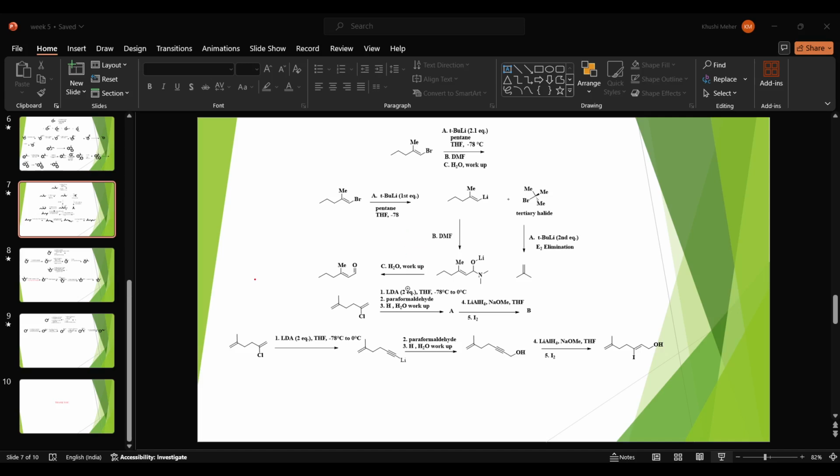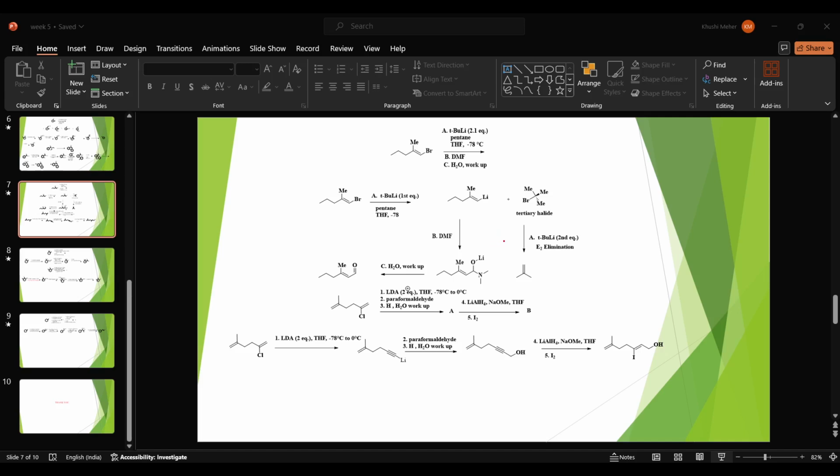The removal of dimethylamine will happen, and you will get your corresponding formylated product. And you just see that in the whole reaction you are using 2.1 equivalents of butyllithium. Instead of 2.1 equivalents, one equivalent is also sufficient to get our product. But why are we using 2.1 equivalents, the more equivalents? Because when you use the second equivalent of tert-butyllithium, then you will get an alkene.